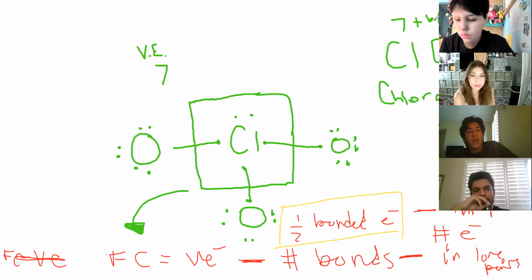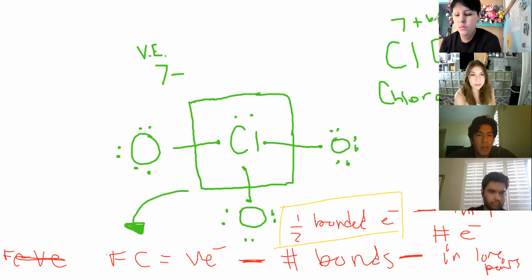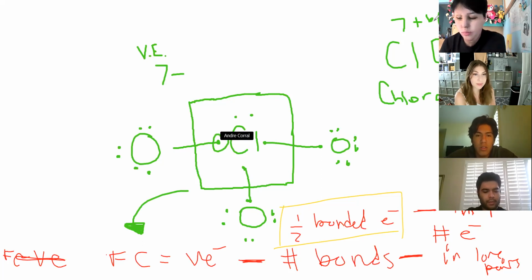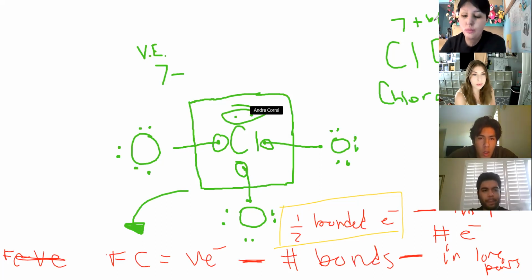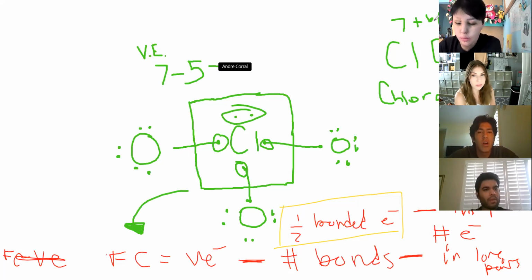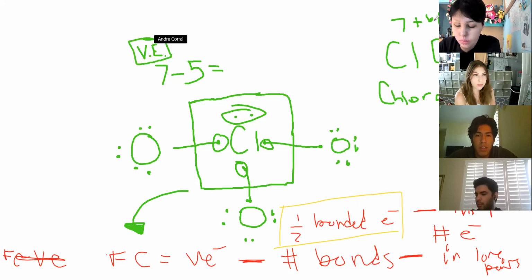So I like to take just the valence electrons, which we already figured out is 7, minus the electrons that are inside the box. How many electrons are inside the box with chlorine? 5, right, because 1, 2, 3, and then 2 right here. So that's how we figure out the formal charge. 7 minus 5, because 7 was the valence electrons minus the 5 inside the box. We get positive 2.